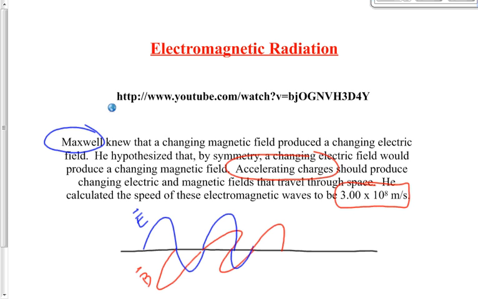What is the speed of light? In a vacuum or in air, pretty close to the same thing, 3.00 times 10 to the 8 meters per second, about 1 billion kilometers per hour. That's pretty fast.